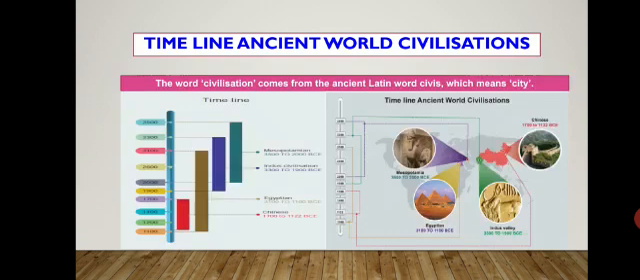Dear students, this picture shows the timeline of Asian world civilizations. Refer to your PDF page number 144. The word civilization comes from the Latin word civis, which means city.